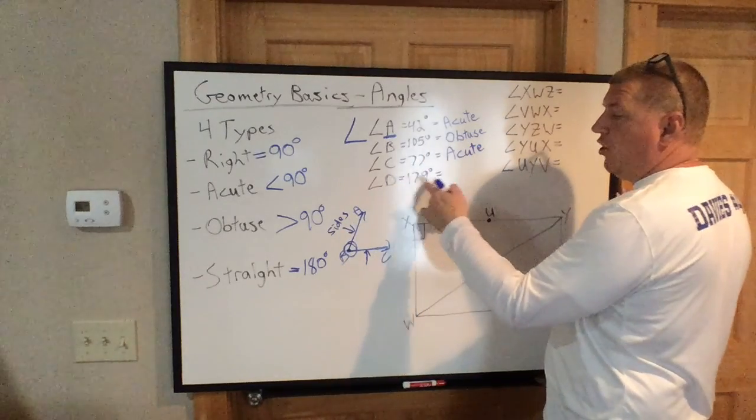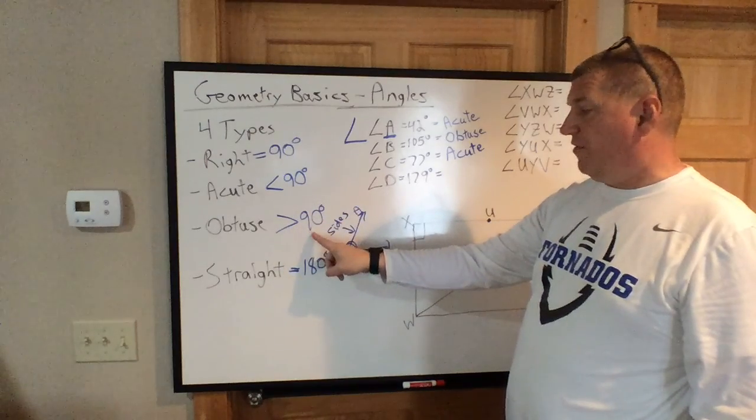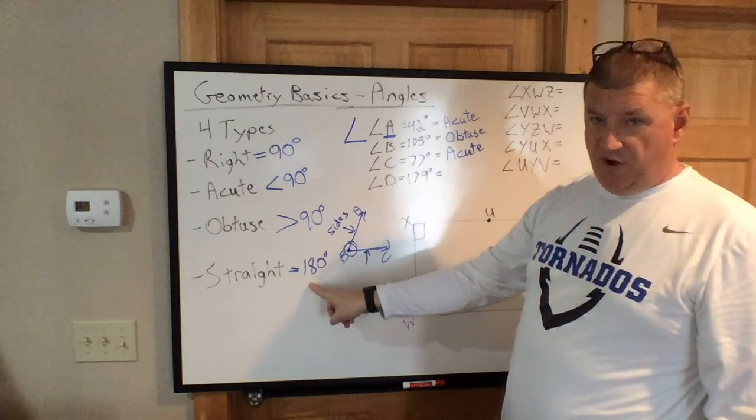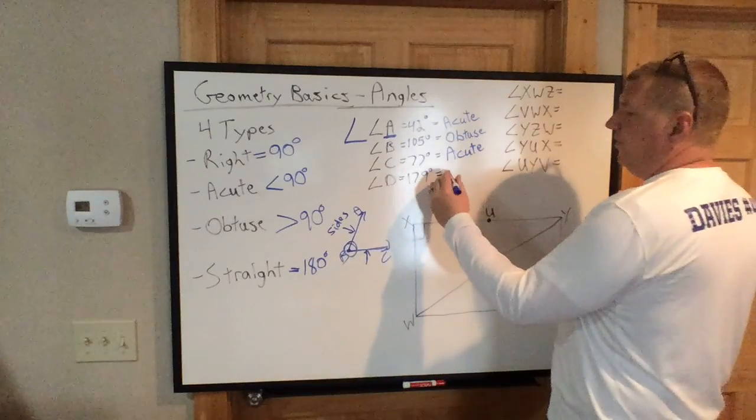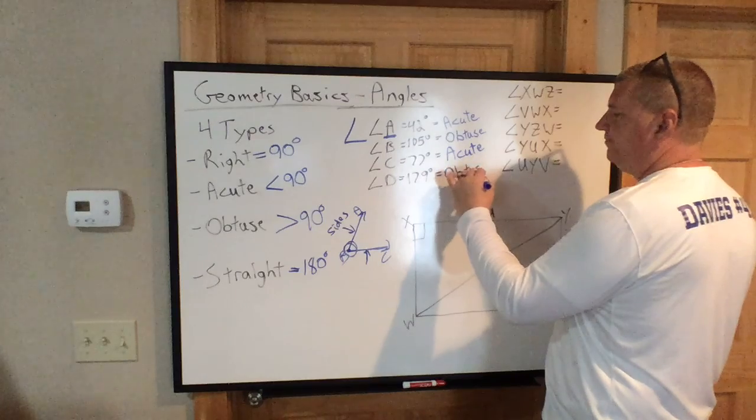And angle D is 179 degrees. It's not equal to 90. It's not less than 90. It is greater than 90, and it's not equal to 180. So therefore, this becomes labeled as an obtuse angle.